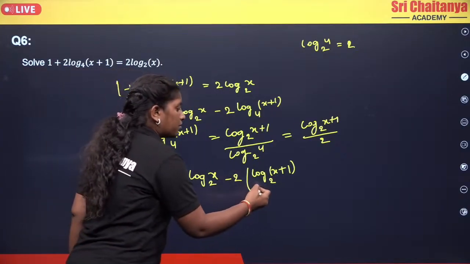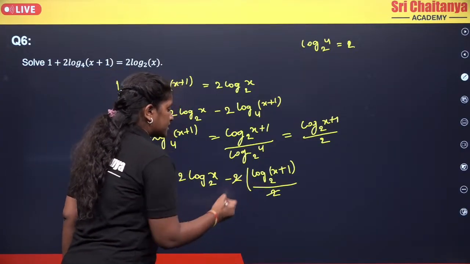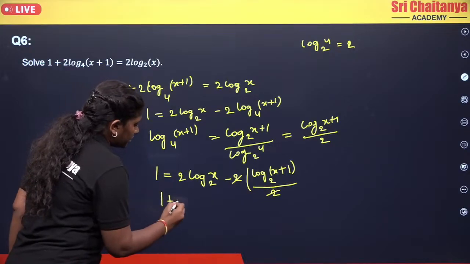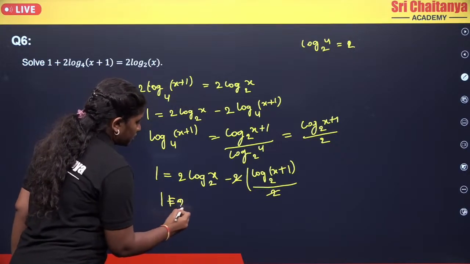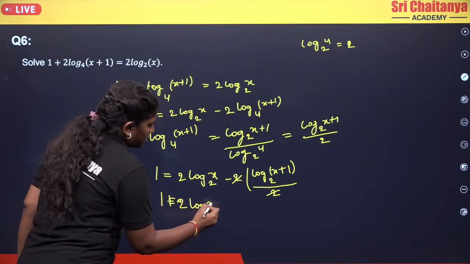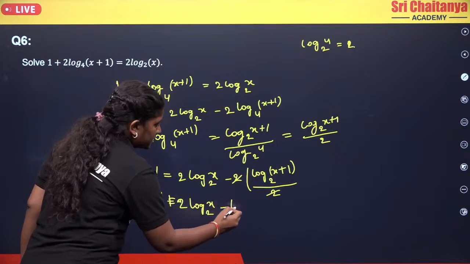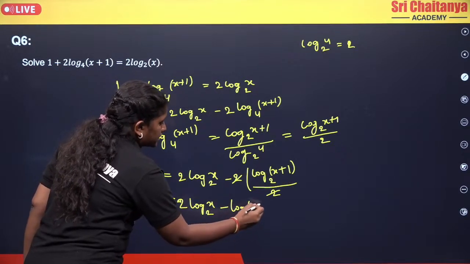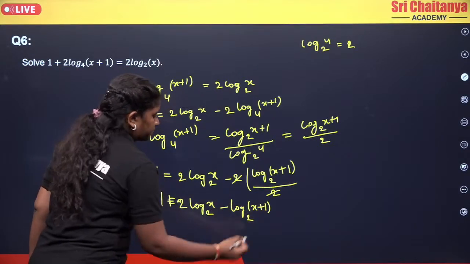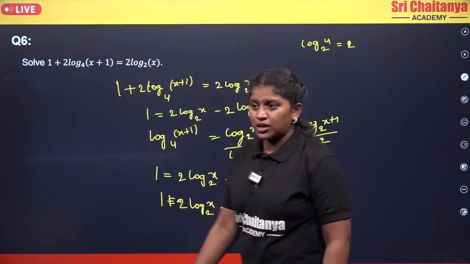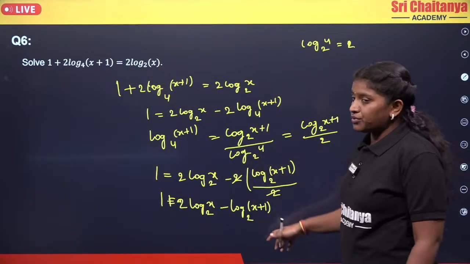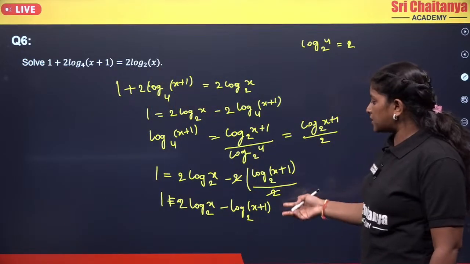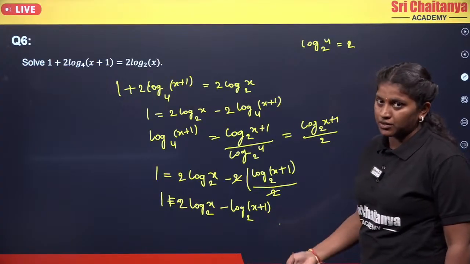So now coming to here, 2 will get cancelled. So here it will become 1 plus 1 equals 2 into log x to the base 2 minus log of x plus 1 to the base 2. Okay. So understood everyone? So this is how we are just going to simplify, and if you further simplify, you will get your x values.